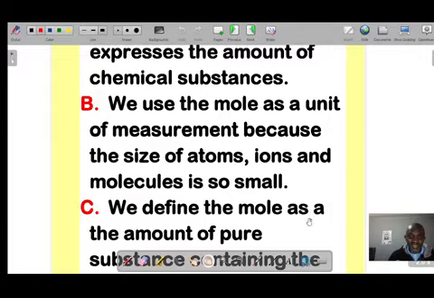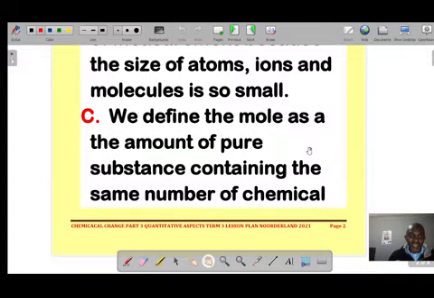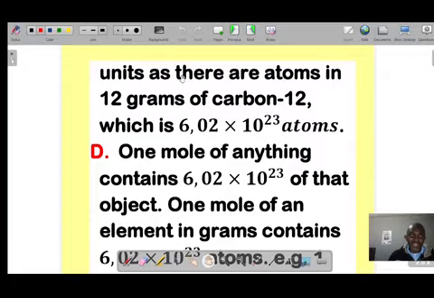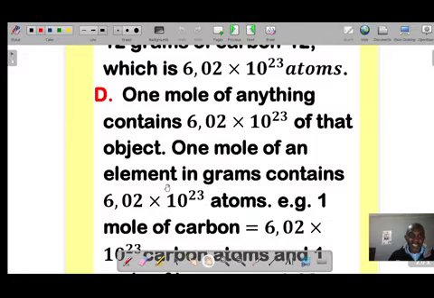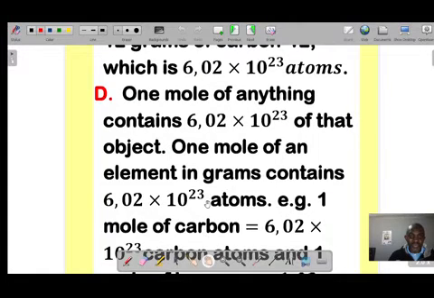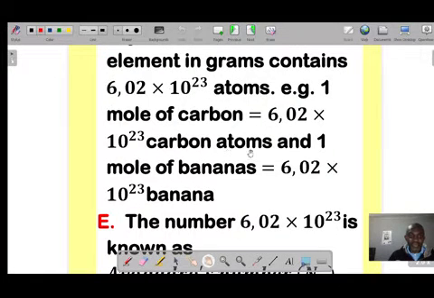We define a mole as the amount of pure substance containing the same number of chemical units as there are atoms in 12 grams of carbon-12, which is 6,02 times 10 power 23 atoms. The mole of anything contains 6,02 times 10 power 23 of that object. One mole of an element in grams contains 6,02 times 10 power 23 atoms. For example, one mole of carbon equals 6,02 times 10 power 23 carbon atoms, and one mole of bananas is the same as 6,02 times 10 power 23 bananas.